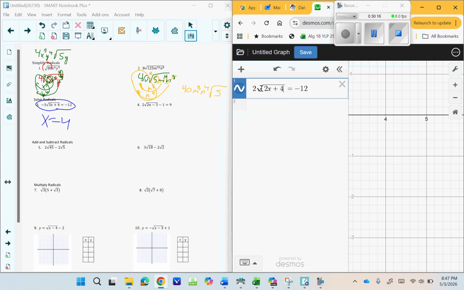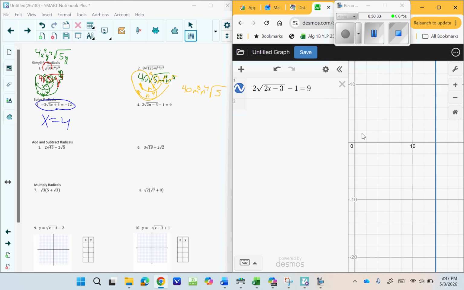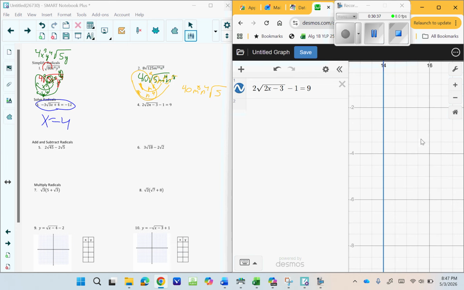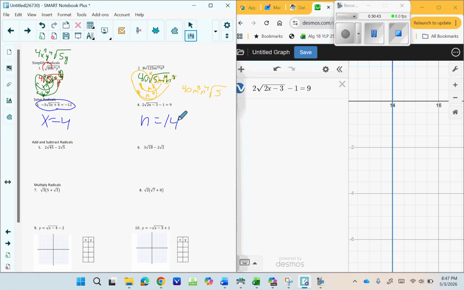So let's see, minus 3. And then I have that minus 1 on the outside is equal to 9. Let me make sure I did that right. Okay, and so let's zoom out a little bit. Oh, okay, so we found it. Let's zoom in. And it looks like this one is 14. So I'm not going to say x equals 14, I'm going to say n equals 14.